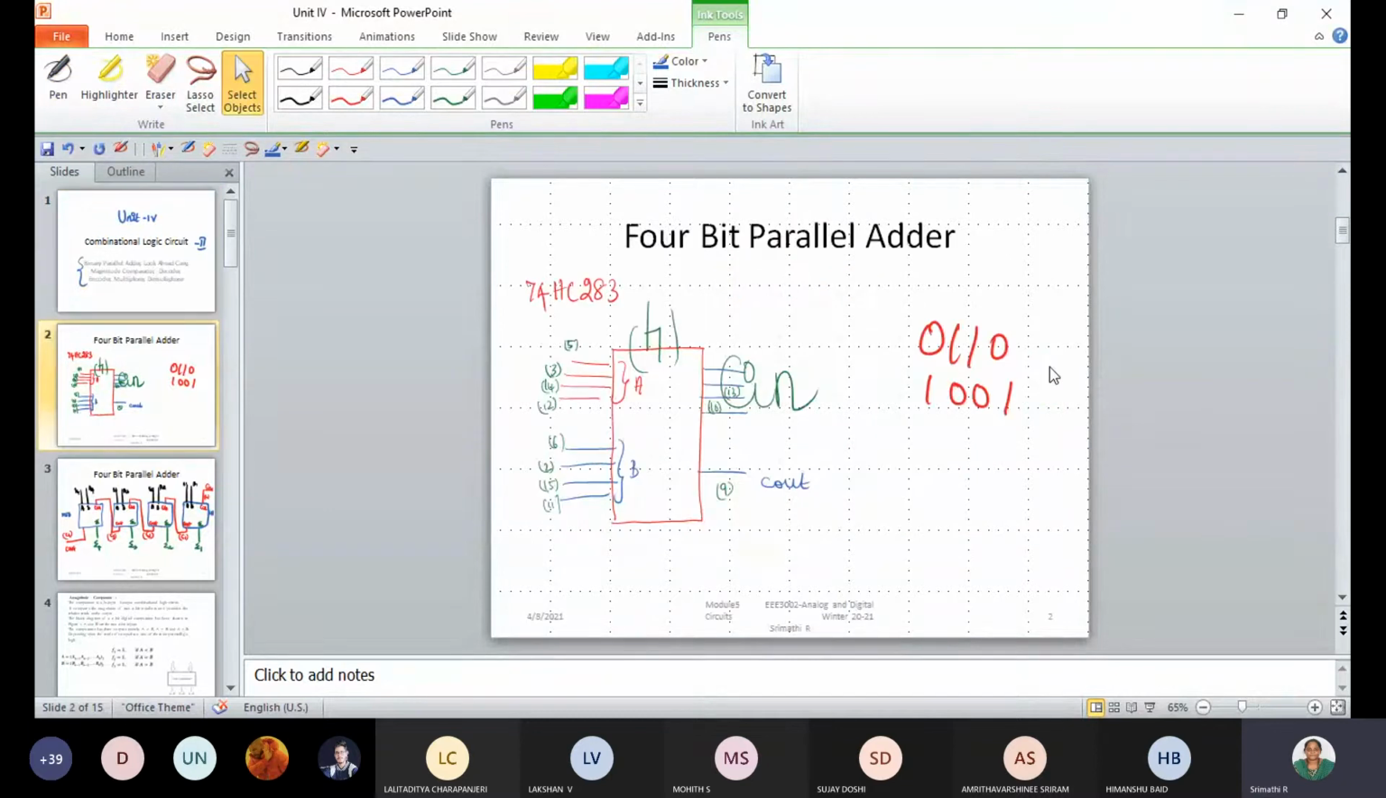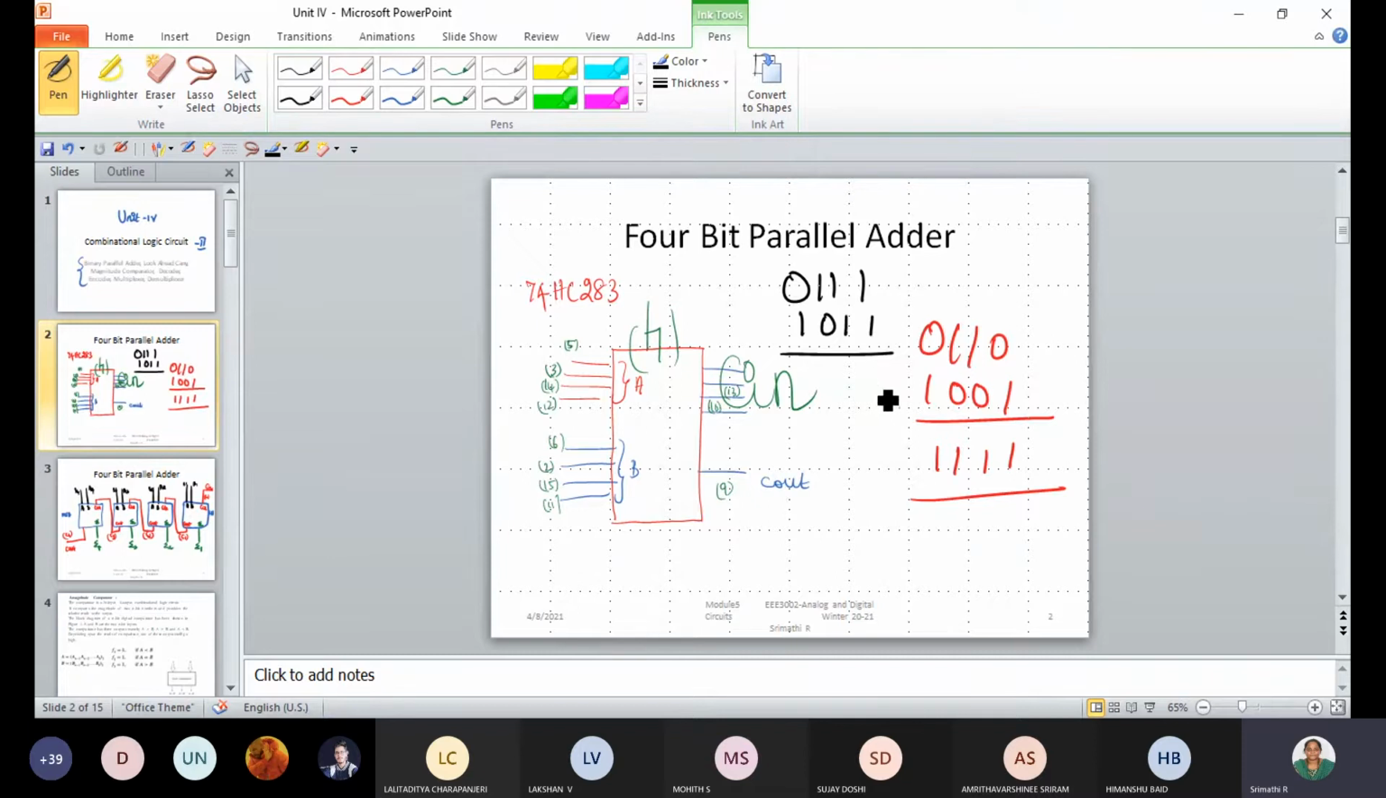So the 4-bit parallel adder is the first topic we are going to see. We are going to add 4 binary bits, for example 0110 and 1001. So the result is 1111. Instead, if I want to add two numbers, 0111 and 1011.